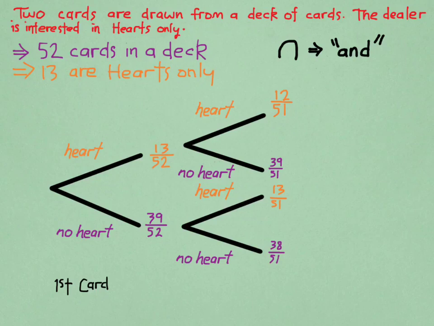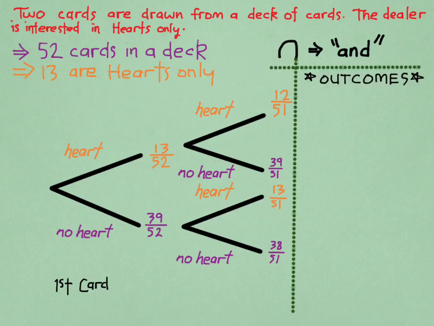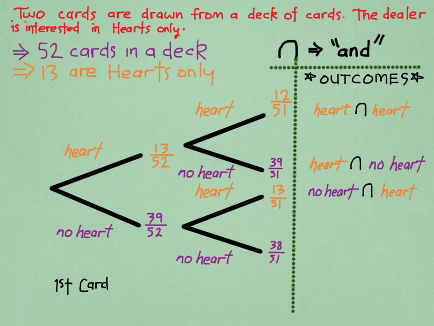So let's quickly list these outcomes because we want to move on with things here. Right, so we've got heart and heart. That's along the top, the top two branches of the tree. And then the next branch down, we've got heart and no heart. I hope you can see that. It should be pretty clear. And then we have no heart and heart. So remember, we're reading the tree from left to right here. And lastly, we've got no heart and no heart.